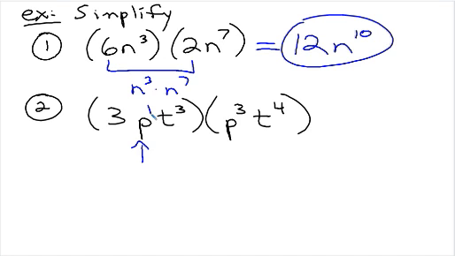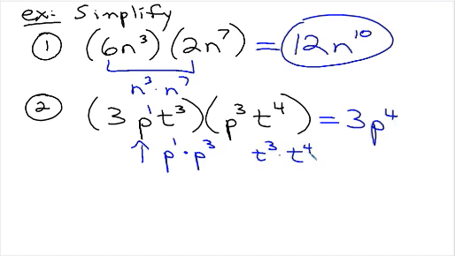Now we just do it like the last one. 3 times 1 is 3. I have p to the first times p to the third, which becomes p to the fourth. That's right. And I have t to the third times t to the fourth, which is t to the 7th. That's the answer to that one.